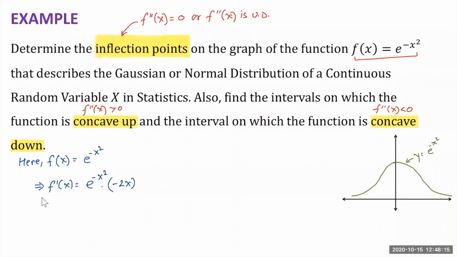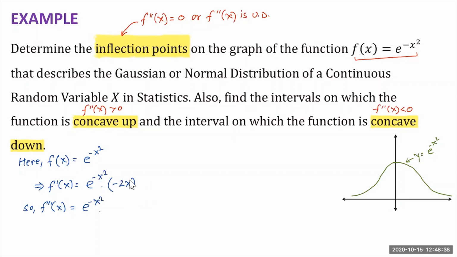So the second derivative will be, so if you want to find the second derivative, we have to use the product rule, because e to the negative x squared is first function, multiplied to the second function, which is negative 2x. So let's use the product rule. First function, e to the negative x squared, times the derivative of second.